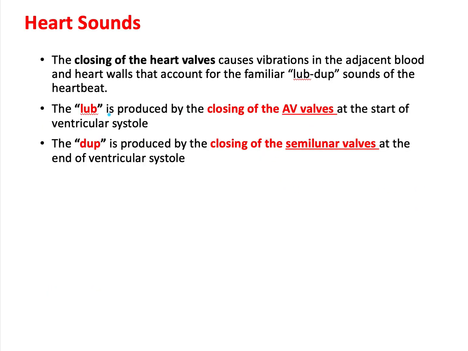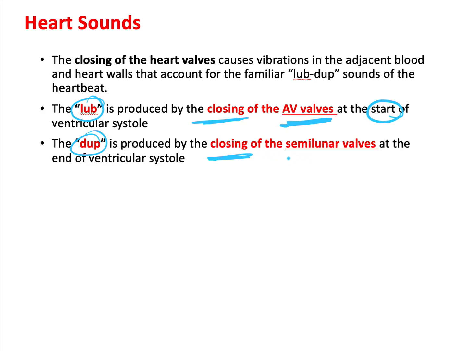So we have two sounds, lob, dob, lob, dob. The lob is produced by closure of the AV valves, I mean the tricuspid valve and bicuspid valve, at the start of ventricular systole. But the dob is also produced by closure, but of what?